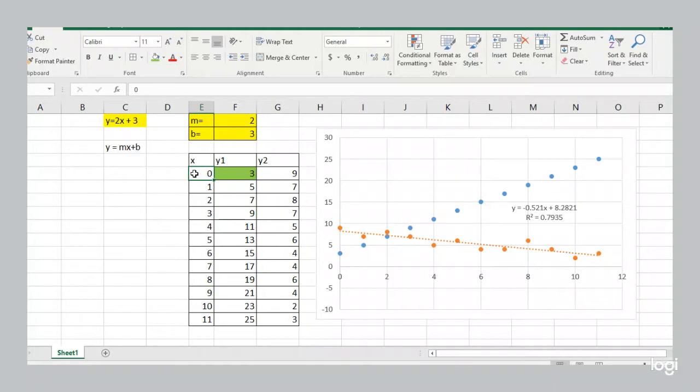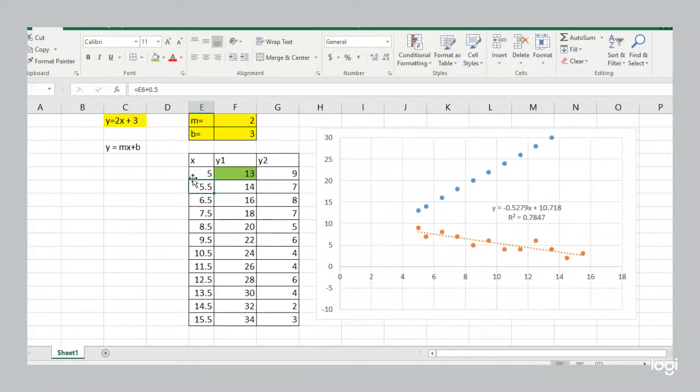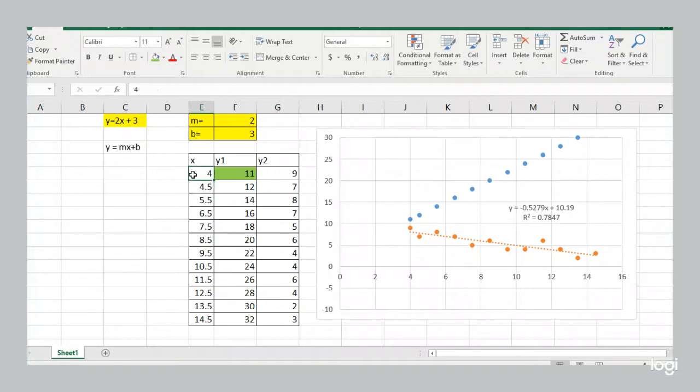Okay, so for example, let's say you're looking at how many hours of sleep someone got. Let's start with 5, and we're going to be adding 0.5 each time. Okay, you know what? Let's start with 4. There we go. So we have from 4 to 14.5 hours of sleep. It might seem like a large number, but it is possible.